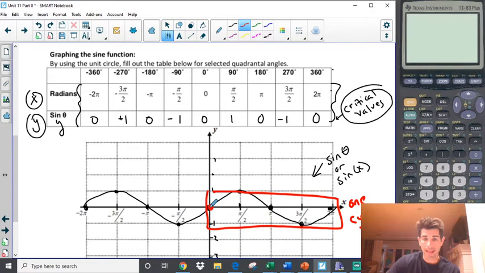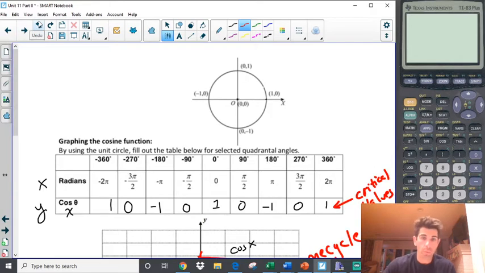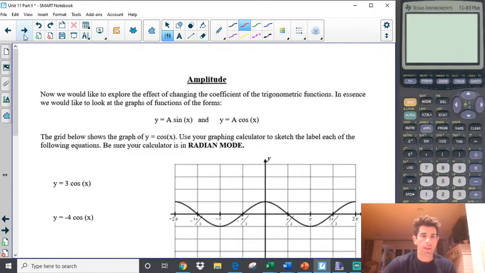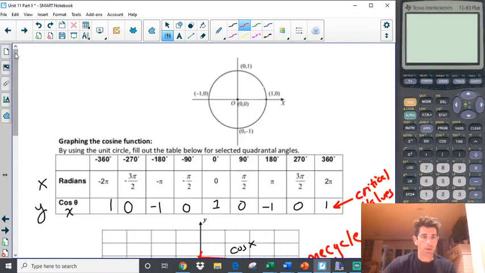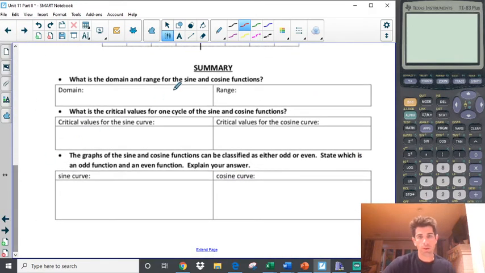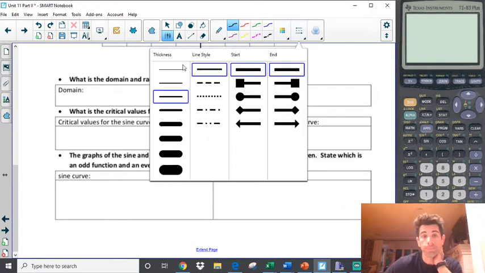Sine is starting at 0 and it's going like this. So they're very similar, okay, but they are slightly different. And we'll examine that later on, but not now. So there you go. That's where the graphing rule comes from. And now we're going to explore some special notes down here. So here's your summary of everything that we did so far.